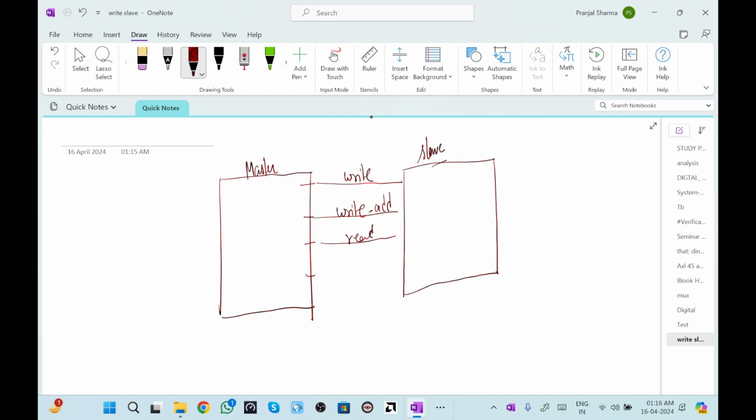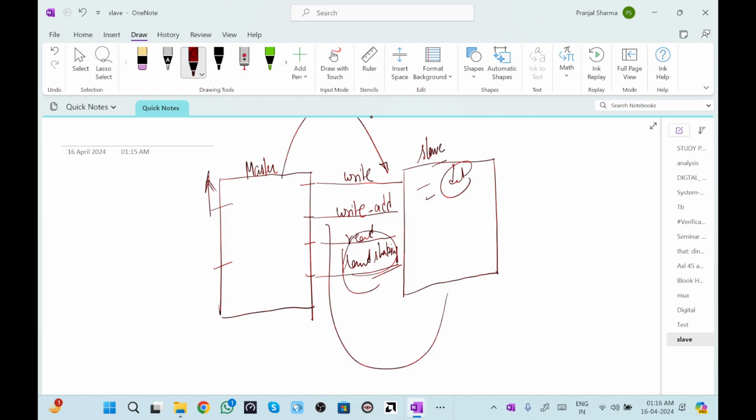Okay, and along with this we are having some more signals which provide a handshaking mechanism. So what is handshaking mechanism? There are certain signals in which the master is going to ask the slave whether the slave is ready to accept the data, and only then will the transaction process in this whole diagram.